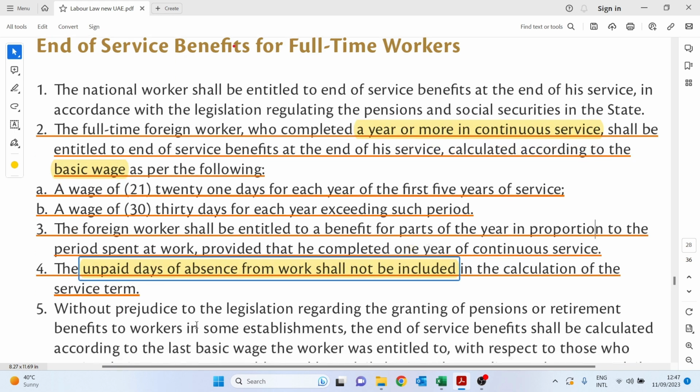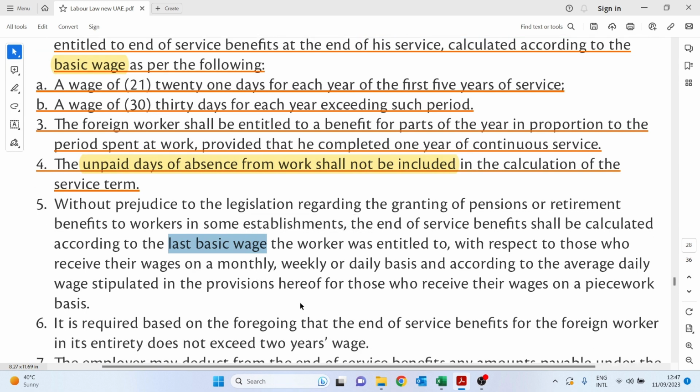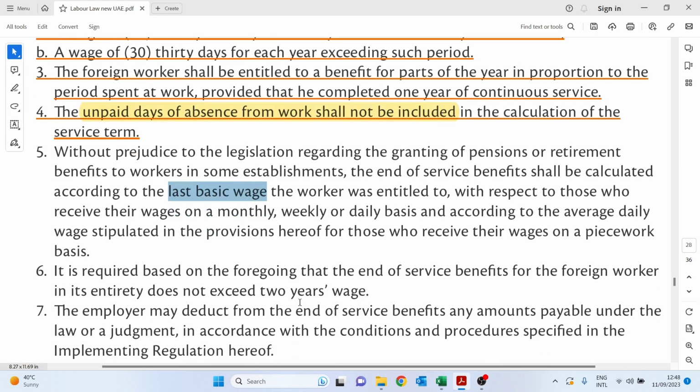Okay. Then the fifth point, without prejudice to legislation regarding the granting of pension or retirement benefits to workers, the end of service benefit shall be calculated according to the last basic wage the worker was entitled to. So it should be based on the last salary he receives from the employer. Not the starting salary or the other middle salaries, but it should be based on the last month's salary. Okay. So those are the main points, and here you can just read the remaining, just to understand the concept.